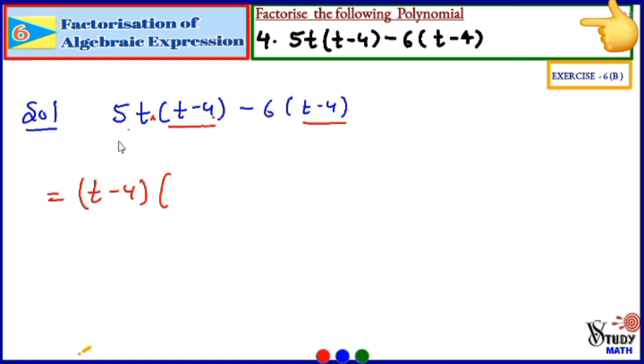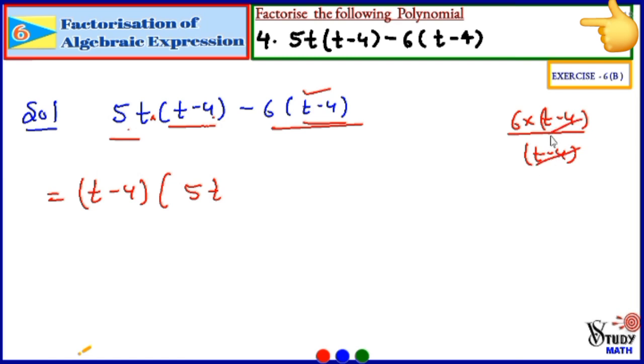So what is remaining here? 5t is remaining here. Again from the second term, this binomial is taken as common, and what is remaining here? It is 6 multiplied by (t - 4), and from this I will take t - 4 as common. So what is remaining, my dear students? 6 is remaining. So (t - 4)(5t - 6) is the final answer of this problem.